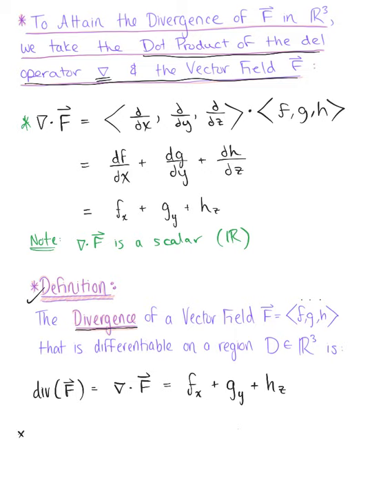Now, one more note before we look at examples: what happens if del dot the vector field is equal to 0? Thinking back to our 2-dimensional divergence, we know that this implies that the vector field is source-free. So if the dot product of del and the vector field is 0, then the vector field is source-free.